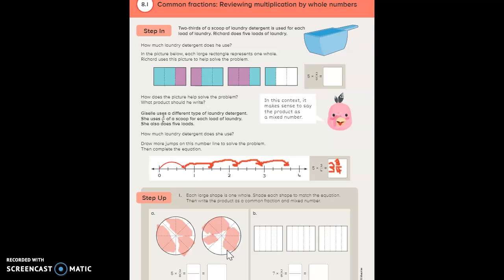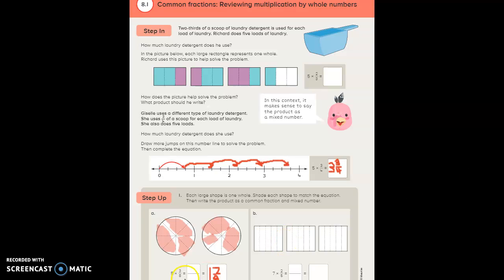So what I need to fill in here is 5 times 3/8 is equal to what? Well, it's equal to 1, and how many pieces do I have left over? I have 1, 2, 3, 4, 5, 6, 7 out of 8. So it's equal to 1 7/8. Pretty easy? Now go ahead and give this one a try on your own.